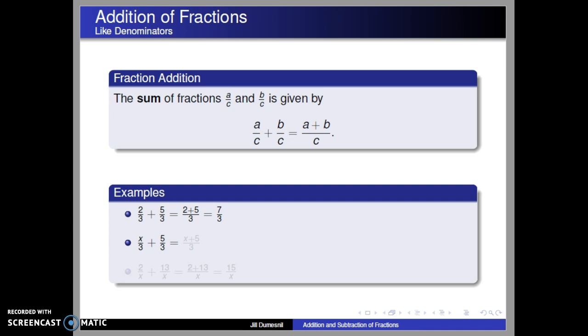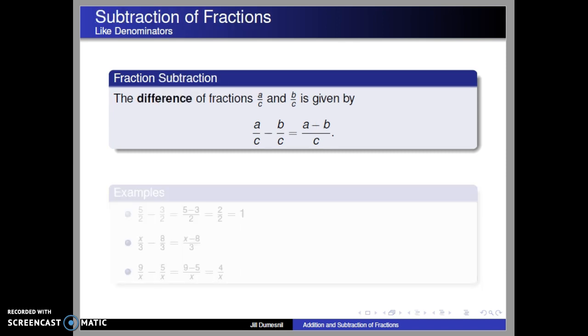Similarly, the sum of x over 3 and 5 over 3 is x plus 5 over 3. Since x and 5 are unlike terms, this is as simplified as possible. Likewise, 2 over x plus 13 over x is 2 plus 13 over the common denominator of x. This simplifies to 15 over x.